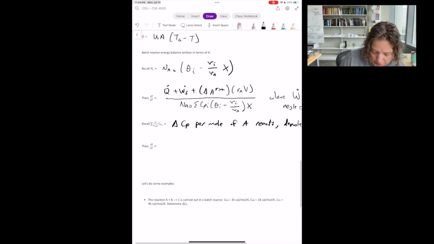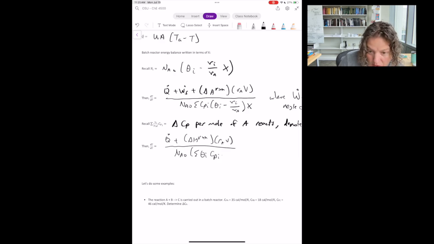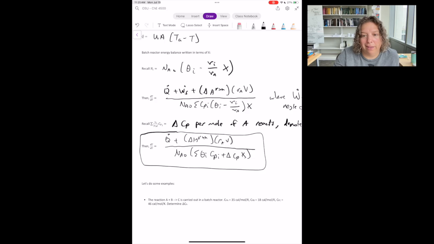In that case, then, we say our energy balance is going to be our Q term times our heat generated term times this delta CP term, and this is going to be our final version that we can use. So let's do some examples to kind of quantify some of the pieces in here.